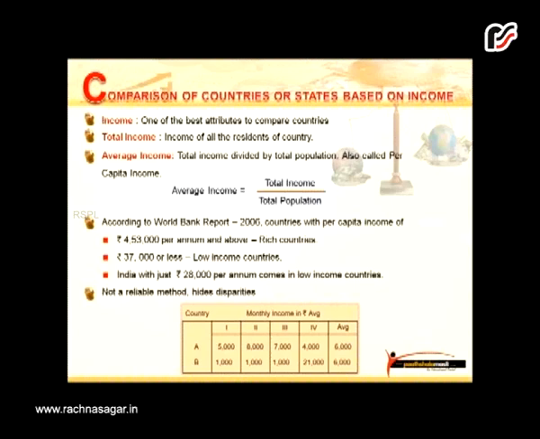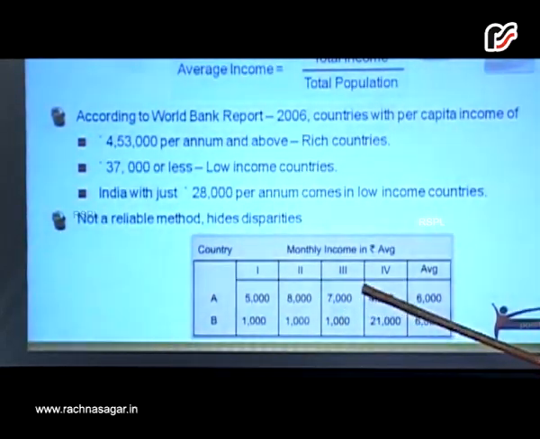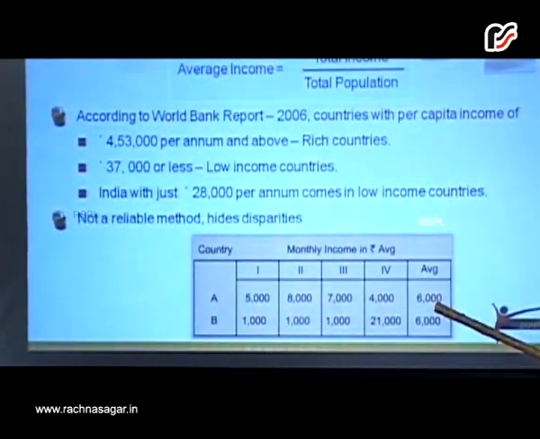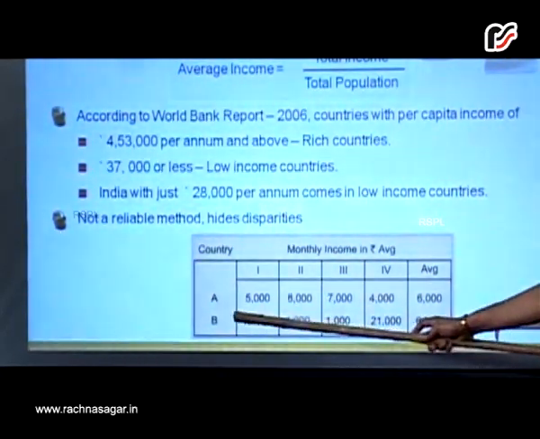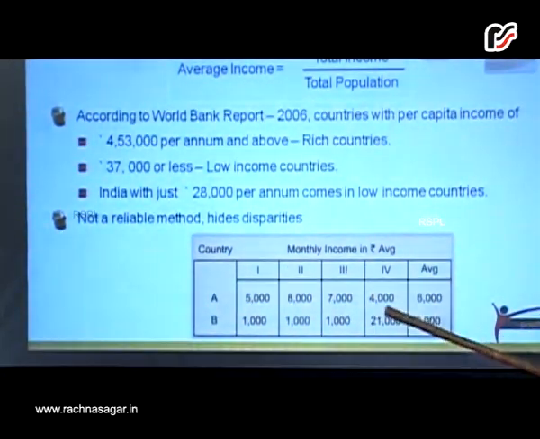Monthly income in rupees. Country A: 5,000, 8,000, 7,000, 4,000, and the average income is 6,000. Country B: 1,000, 1,000, 1,000, 21,000, and the average income is also 6,000.